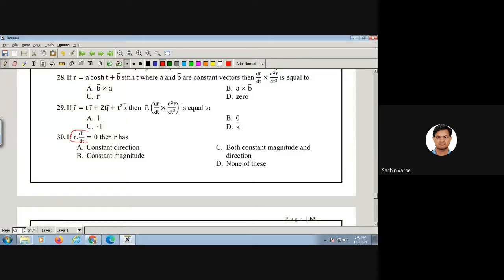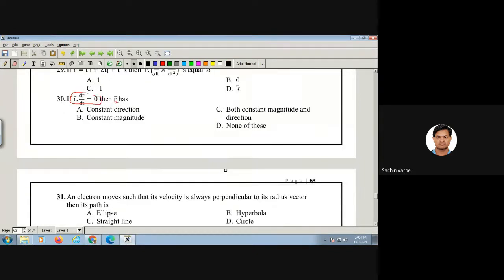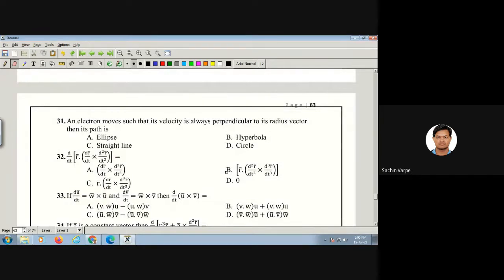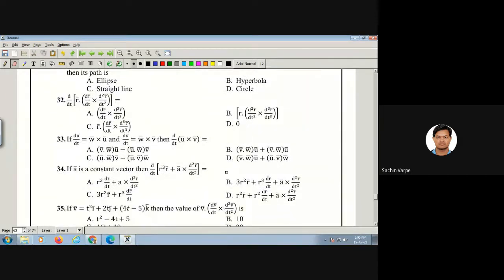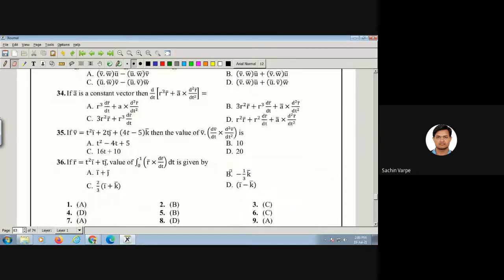We have seen the expression for this. If r bar dot dr bar equals 0, then r bar has constant magnitude. If cross product is 0, then r bar has constant direction. But here dot product is given to be 0, therefore it will have constant magnitude. So these are the rules.